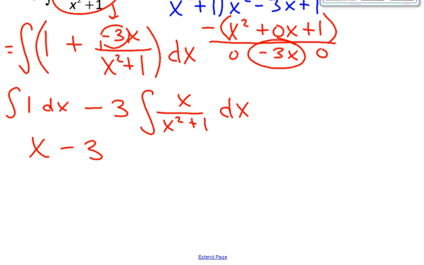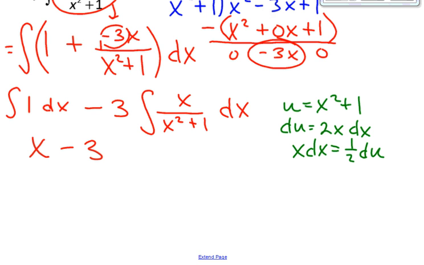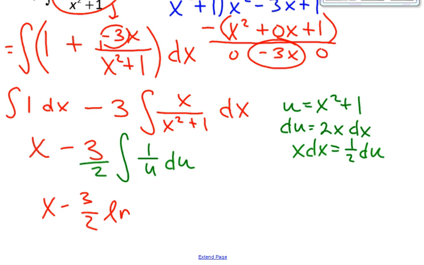Then minus 3. And what we're going to have to do with this integral is go back and do u substitution. I think we did one almost just like this. So u is x squared plus 1, du is 2x dx. So x dx is equal to 1/2 du. And that 1/2 I'm going to pull out with the 3 there. And then that's going to be times the integral of 1 over u du. So my final answer will be x minus 3 halves times the natural log of the absolute value of u. U is x squared plus 1, so we don't need absolute value, plus c.